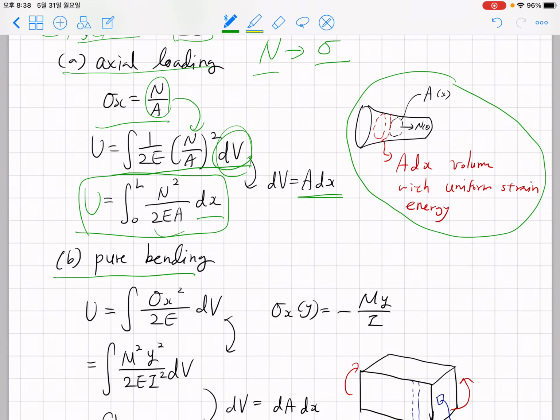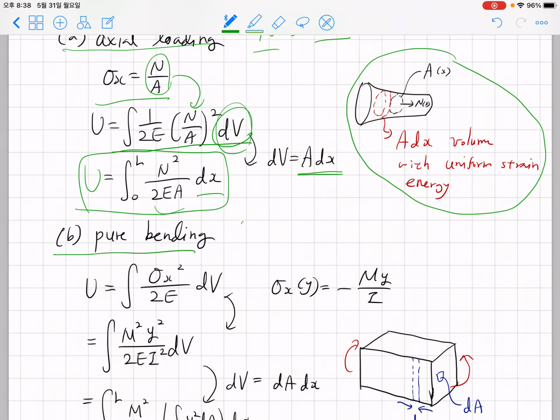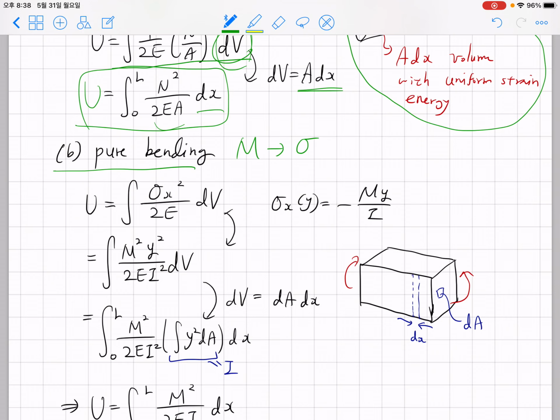Now let's consider pure bending, another case where we have normal stress. This is the case where the moment generates normal stress. So our job is the same. Starting from the definition of strain energy, we plug in our flexure formula, sigma x in terms of y, which can be written as minus My over I. If you plug in this expression here, it can be written as M squared y squared over I squared.